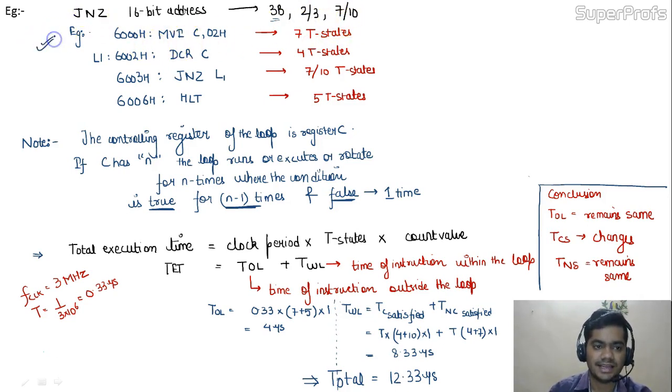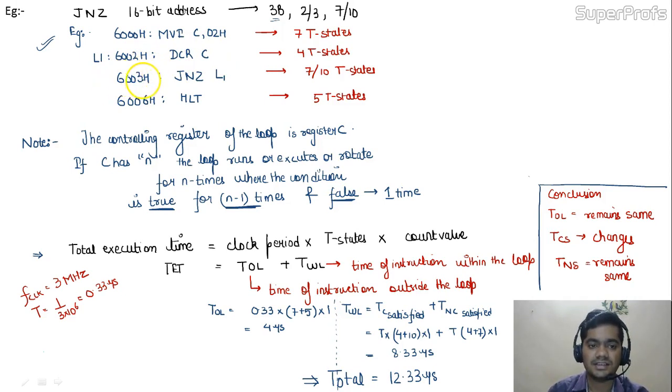So let us take one example. Here is a part of a program in which, at memory address 6000H, MVI C,02H is performed. That is, the data 02 is transferred to the C register. Now, at 6002H, because the previous instruction is a 2-byte instruction, after 6001 comes DCR C, that is, a decrement in the content of C.